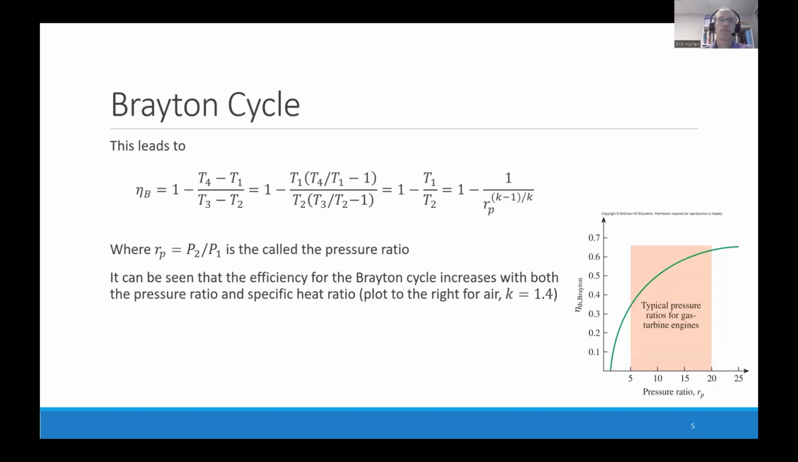Similar to what we saw in the last video, the efficiency of the Brayton cycle increases with both pressure ratio, Rp, and specific heat ratio, K. Typical pressure ratios for compressors are in the 5 to 20 range, as seen down here. This leads to typical efficiencies of 35 to 60% for the Brayton cycle.